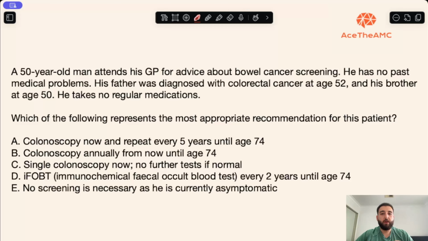We have another high yield AMC style question for you guys. This is a high yield concept not only for the AMC but also for the general practitioner examinations as well. Let's get straight into the stem.